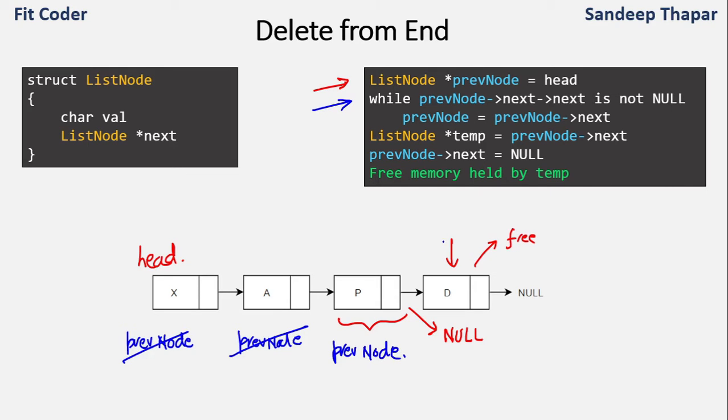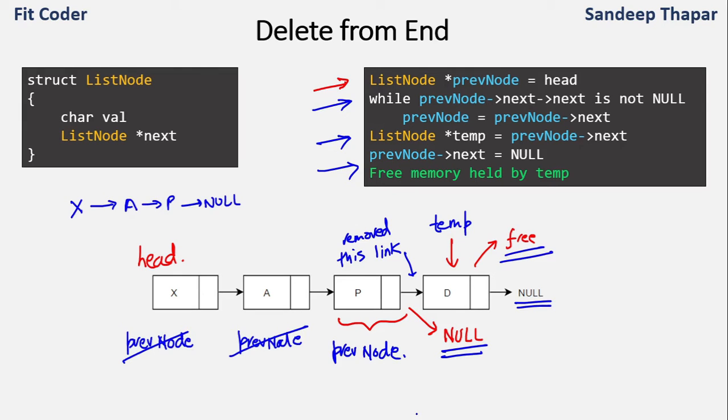Now here we check previous node next. So previous node next is null. So now this while loop terminates, and after that we create a temp variable which is pointed to previous node next. So temp is pointing to node D, and then we do previous node next equal to null. So basically we have removed this link, and then we free the memory held by temp. So now the linked list becomes XAP. So we just have to go till the second last node, and then we can point that to null and delete the last node.